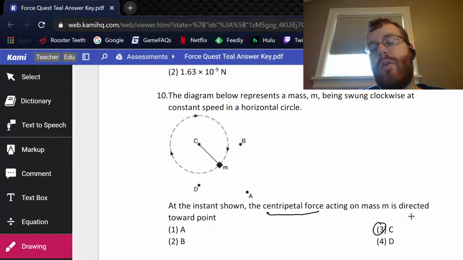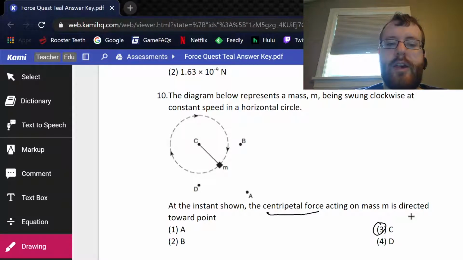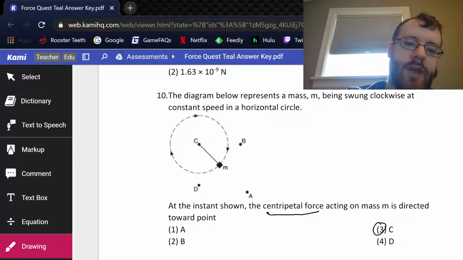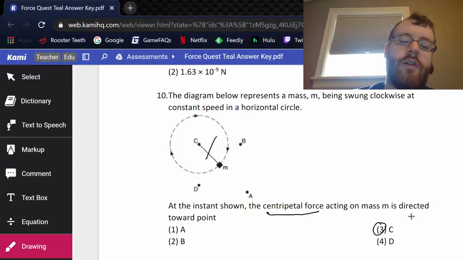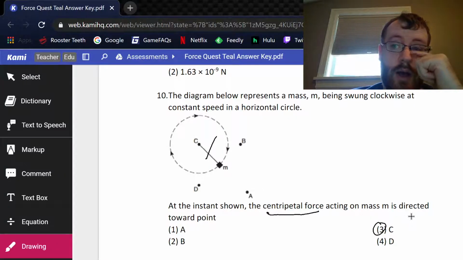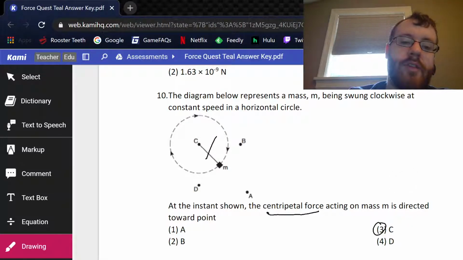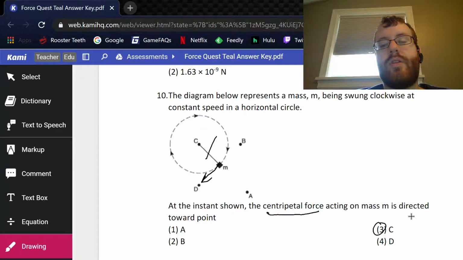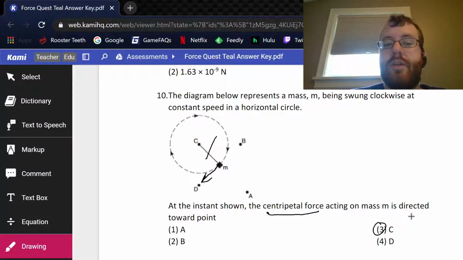Now, I do want to go over one other type of question that we might see that's like this, which is, what if this toy was cut? Like, what if this wire broke off, or the mass went flying on its own? Which direction would it go? It goes in the direction of its velocity, which is always tangent to the circle. So if the wire was cut, it would move to D, but the centripetal force and the centripetal acceleration are pointed towards C.